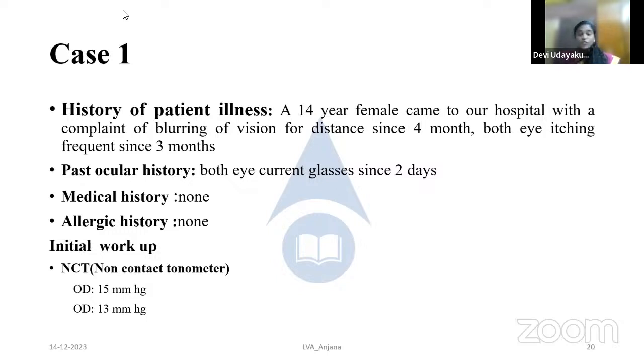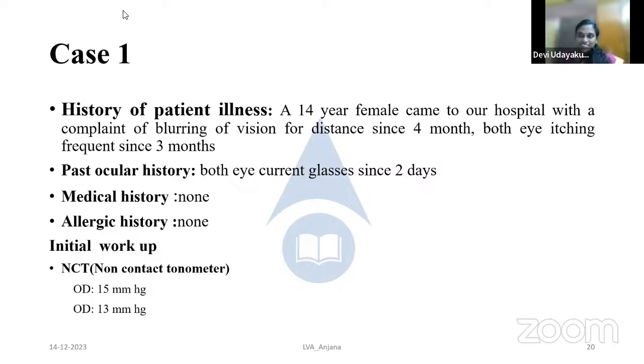But for the color version, yes, you have mentioned FM 100. It can be time consuming. Again, for a person with low vision, I don't think you will be able to patiently do a test like FM 100, which takes relatively more time. I think these are the general comments I had.